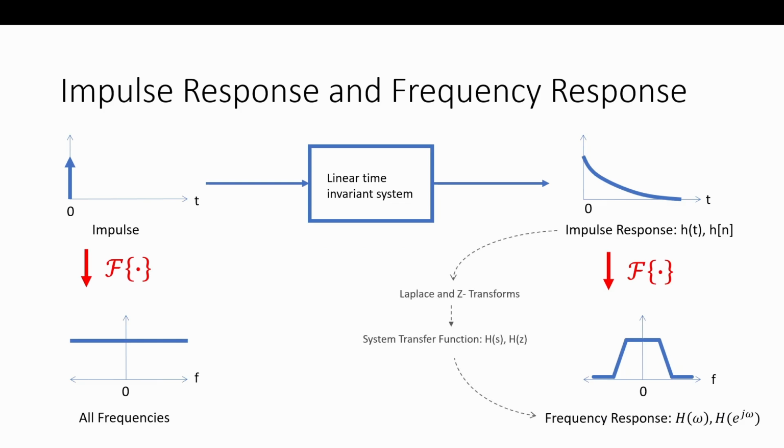And here we can take the Laplace and Z transforms, which gives us a lot more information we're going to see for use in control systems. And that gives us the system transfer function, H of S or H of Z, depending on if it's continuous or discrete. And if we want the frequency response, we substitute j omega or e to the j omega for S or Z. So on the S plane, we're setting it to the j omega axis. The Z plane, we're setting it to the unit circle. For that transfer function, we're getting the frequency response.